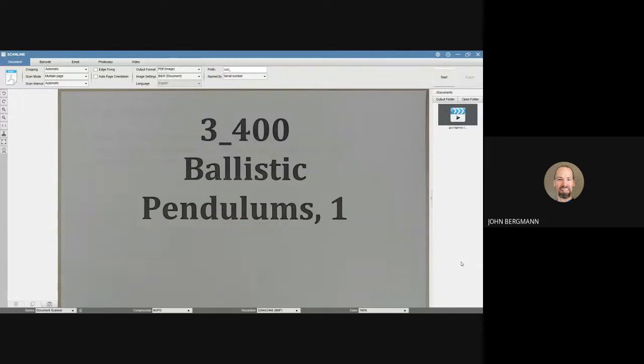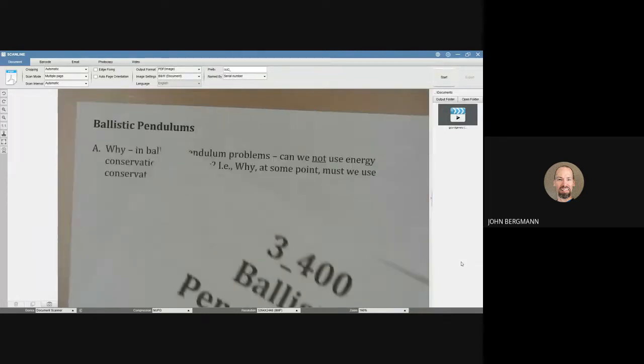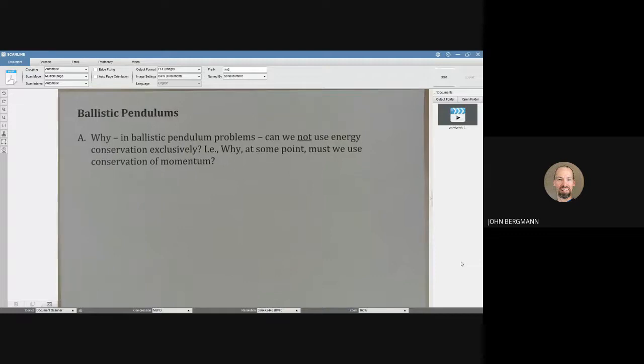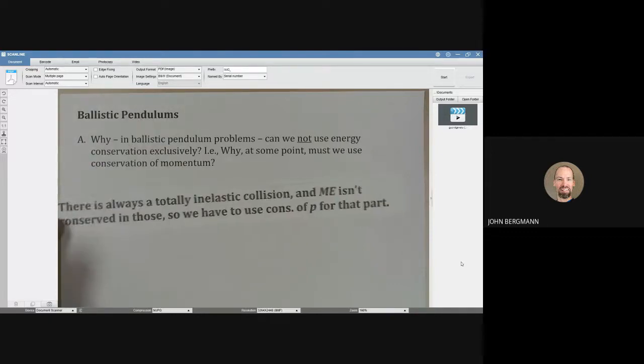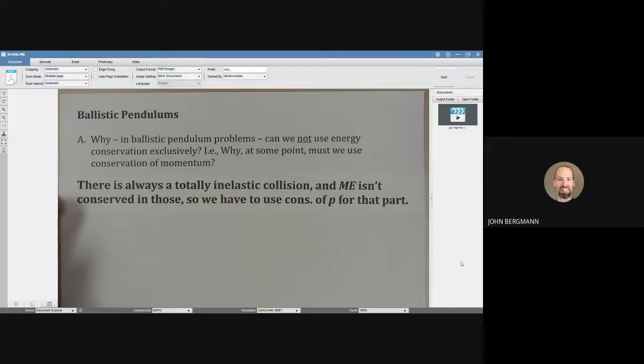This is our first video on ballistic pendulums. Why in ballistic pendulum problems can we not use energy conservation exclusively? That is, why at some point must we use conservation of momentum? The answer is that in a ballistic pendulum problem, there is always a totally inelastic collision, and mechanical energy isn't conserved in those. So we have to use conservation of momentum for that part.